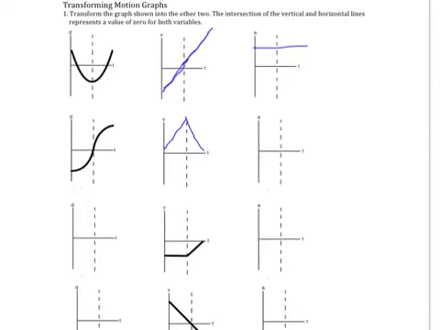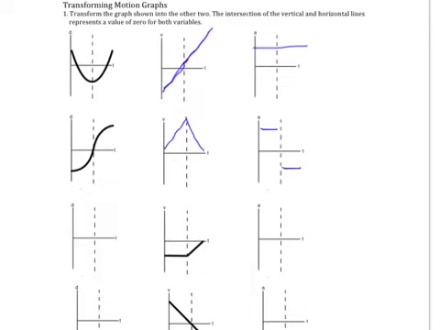Now, if I want to put this onto the acceleration graph, a positive slope represents a positive acceleration, and a negative slope represents a negative acceleration. Let's try our next one.